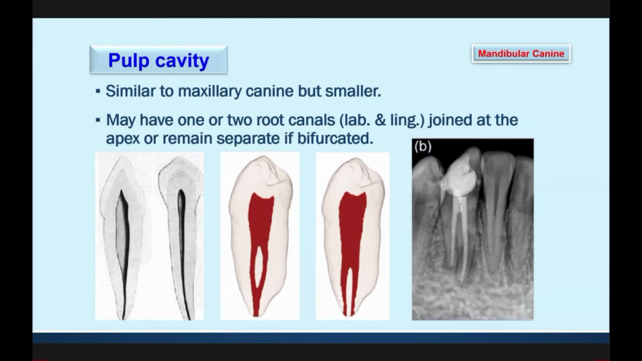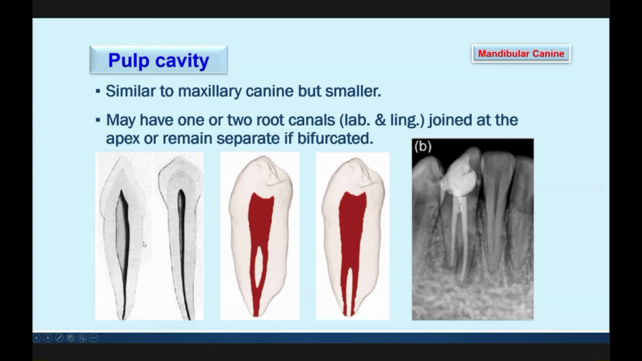Pulp cavity is similar to the maxillary canine but smaller. How was the maxillary canine? We were saying that the pulp cavity is bigger in the crown, and gradually it is also bigger up to half of the root, and then it is gradually tapering, right?